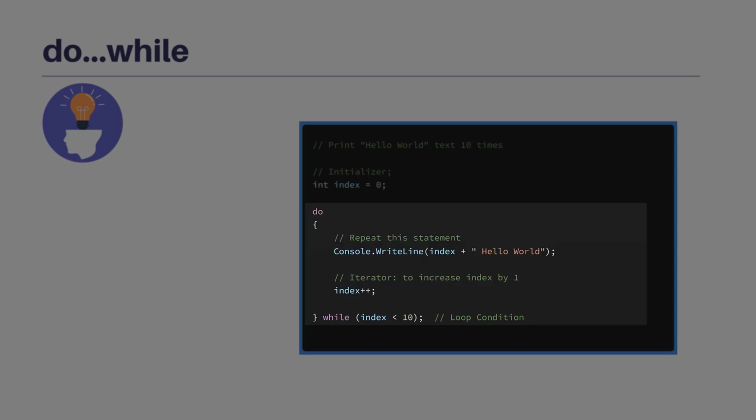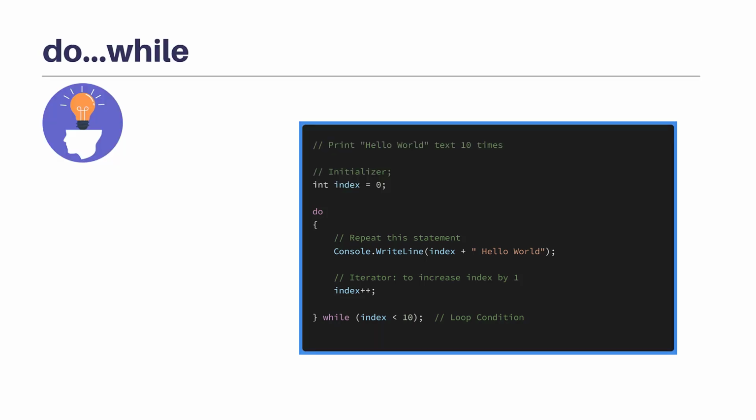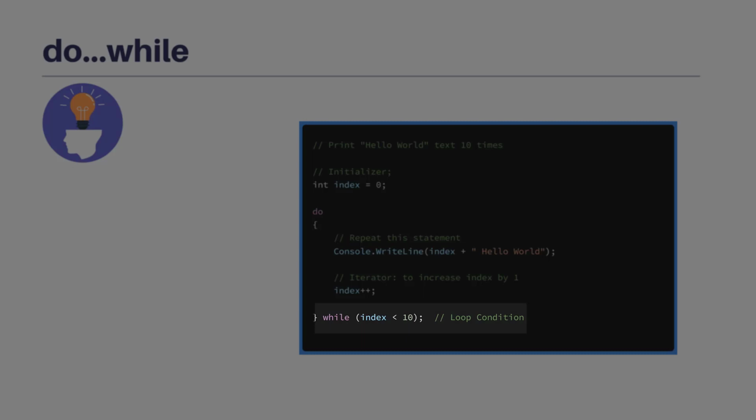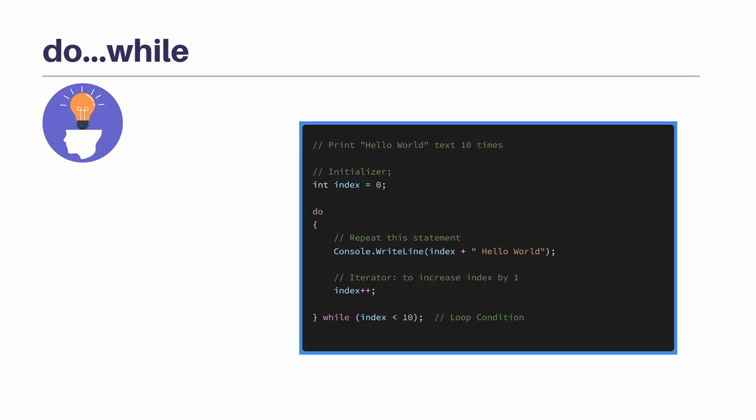The body of the loop begins with the do keyword. The do keyword is followed by curly brackets, and inside these curly brackets we can specify the statements that we want to repeat. After the curly brackets, we can use the while keyword followed by a condition inside the parentheses, as shown here. Here, the flow of execution is a bit different. After the initializer, the body of the loop is executed even before evaluating the condition.